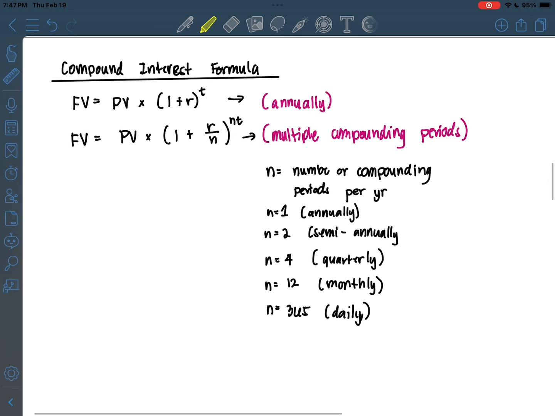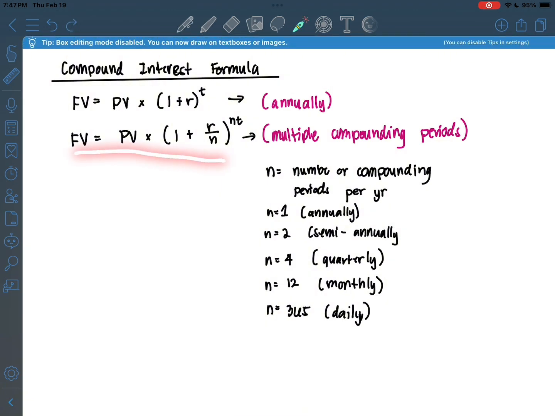For the compound interest formula, we actually have two. For the first formula here, the FV is equal to PV times (1 plus R) raised to T. This is what you use if it's annually, because these two are just the same. It's just that this one is the simplified version, since the N is just 1 because it's annually, meaning once per year, right? So we use the second one if there are multiple compounding periods.